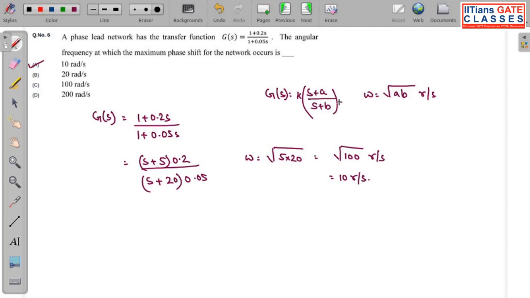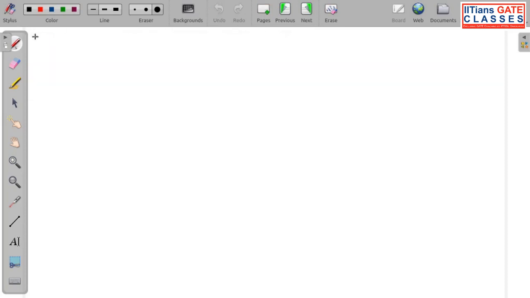Now for those of you who don't know how to get this result, let me show you how to get it. Suppose we have a transfer function like this, and we want to calculate the angular frequency for which the phase shift is maximum for this transfer function. So I basically want to maximize this quantity for a specific value of omega.